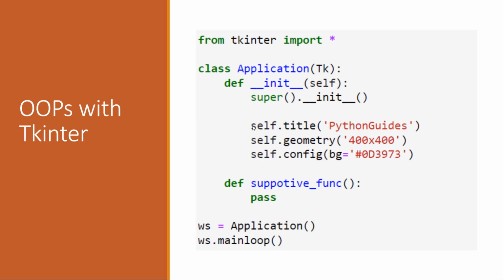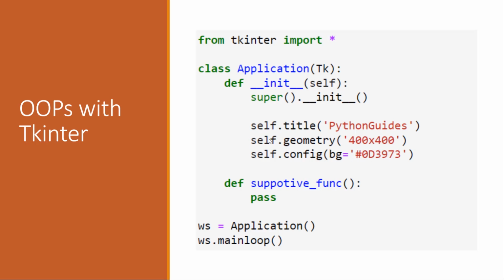So self is, whenever we create a class, we have to use the self keyword. So self.title, Python guides, then self.geometry. This is the title that will appear on the window, and this is the geometry of that window, and this is the background color for that window.